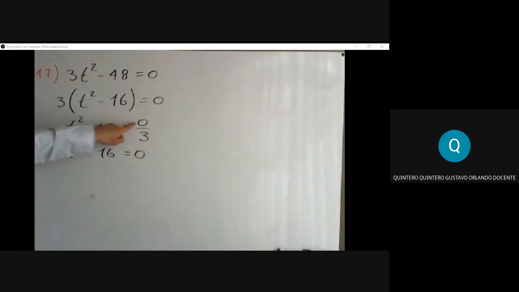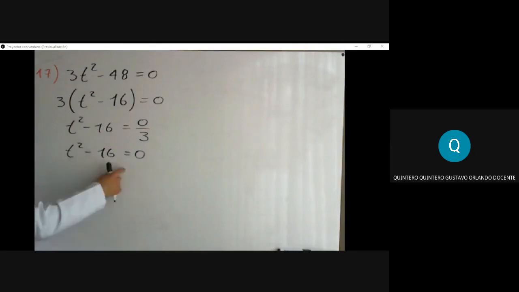0 divided by any number is 0. Of course, any number different than 0, right? So 0 divided by 3 is 0. So this is another analysis that you could do. Both analyses are correct. And at the end, you're going to be left with the same t squared minus 16 equals 0. So no matter what analysis you do, you end up with the same, right?